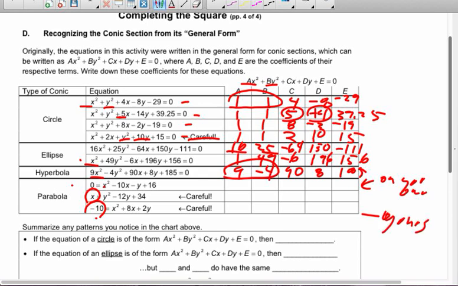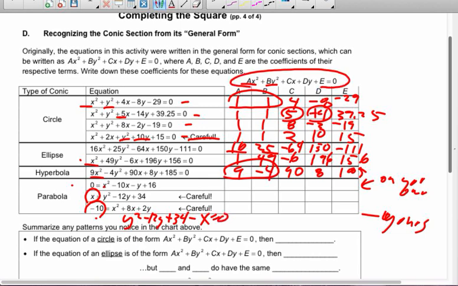Okay, so on this one then, what you have to do is move this over. So I'm going to end up with a y squared minus 12y plus 34 minus x equals 0. There's the form we wanted. They gave it to you.